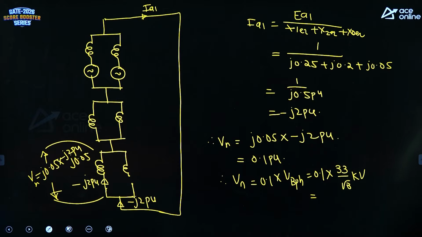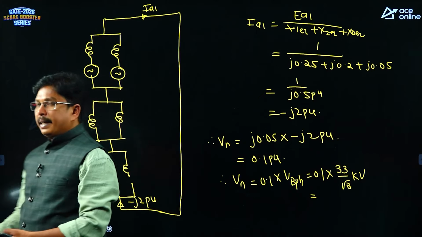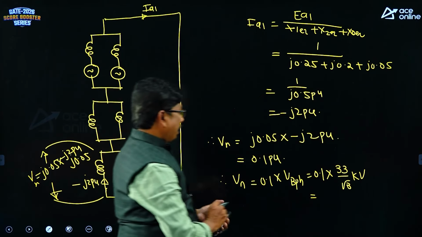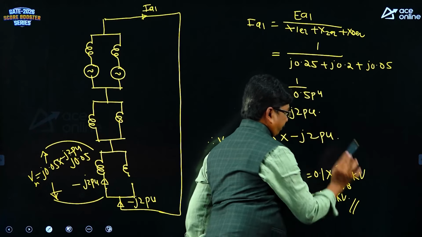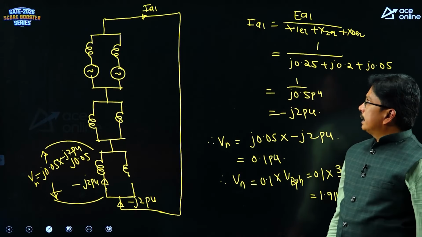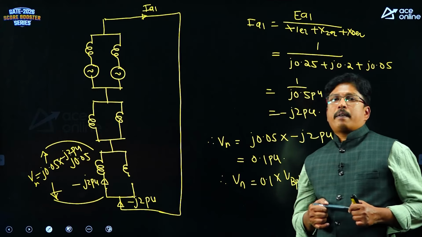You can calculate this value, just a minute. You can see this value as 1.91 kilovolts, 1.91 kilovolts, right. That's the value. Right, students, these are some of the questions we are having in the power systems.